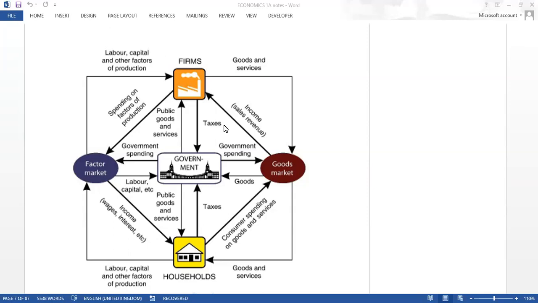So this particular diagram that you see on your screen is what is referred to as a circular flow of income and spending within an economy, and it basically highlights these elements that we are trying to talk about here. So this is our starting point in relation to the subject of economics. When you are being introduced to economics, you have to understand the circular flow of income and spending.